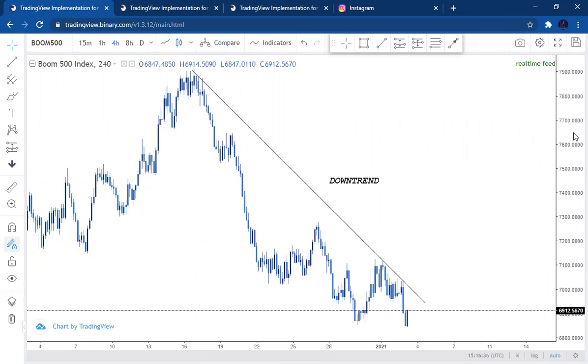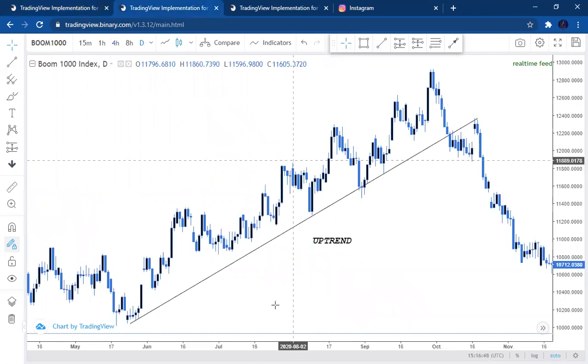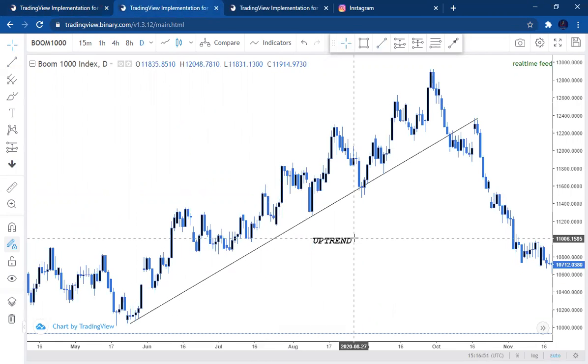This is just a clear and simple example I've illustrated here right now. Price is in a downtrend. It's very, very simple to draw and very simple to identify. It's not difficult. And we'll move to the next, the uptrend.